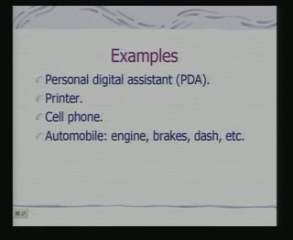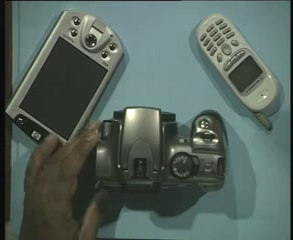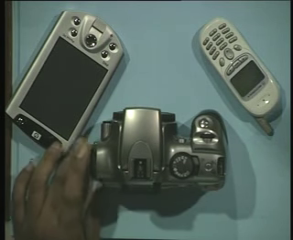Let's look at the examples. Examples are personal digital assistant, printers that you use with computers, cell phone, all of us are familiar with, automobiles. In fact, automobiles have got a number of microcontrollers, and it's actually an embedded networked computing system. Television, in television for various purposes, microcontrollers are used, as well as household appliances. Let's physically see some of these examples.